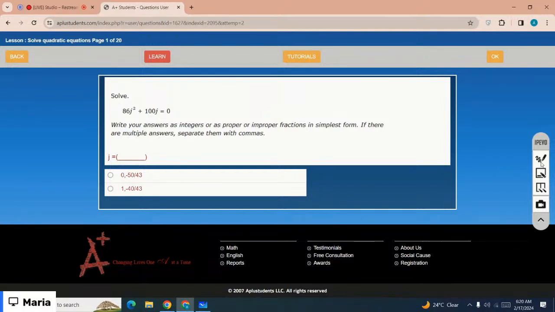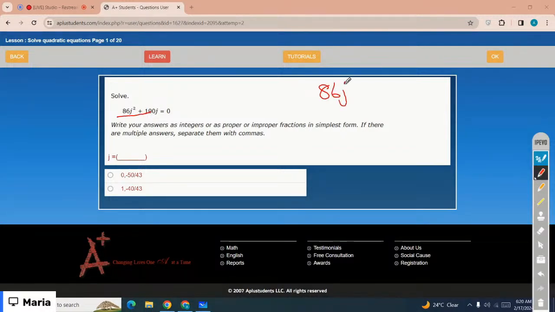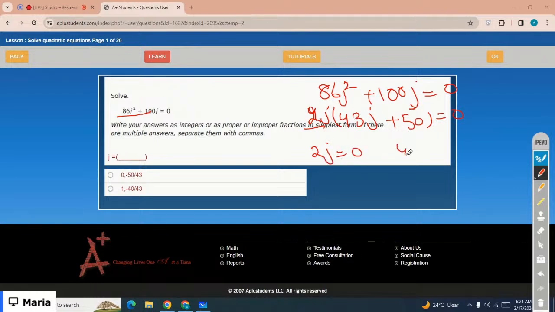So that is 86j square plus 100j. You can take common 2j from here, right? And you're left with 43j plus 50, because j is already outside, right? Now you need to equate them with 0 because they are equal to 0. So you have 2j equal to 0 and 43j plus 50 equals 0.